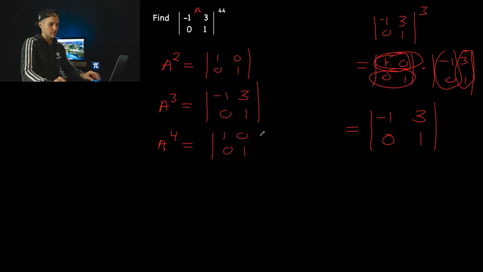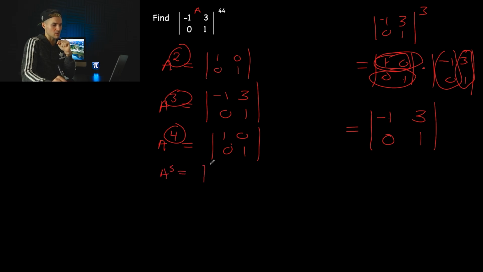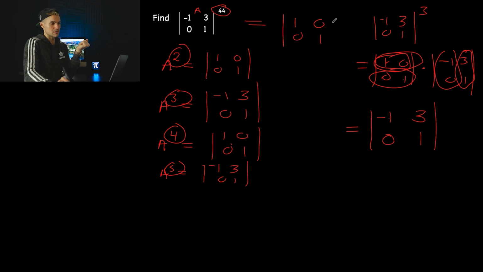Hopefully you can see the pattern: for every even exponent, we end up with the identity matrix, and for any odd exponent, like A to the 5, we know it's going to be [-1, 3; 0, 1]. It's always the original matrix for any odd exponent. Because 44 is an even exponent, what we're going to end up with is the identity matrix, 1, 0, 0, 1.